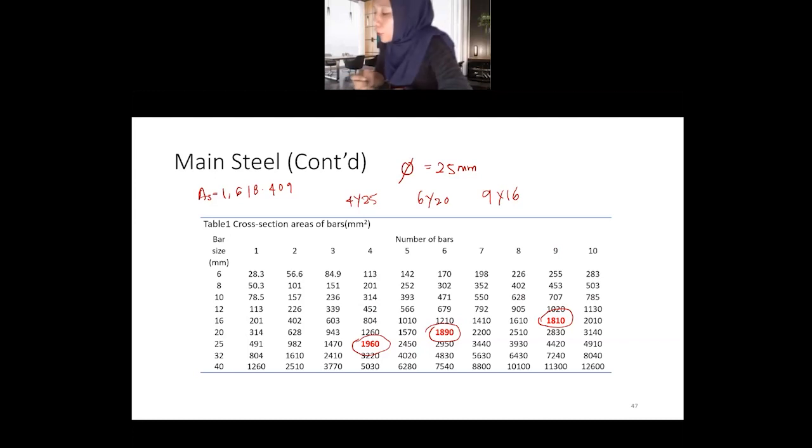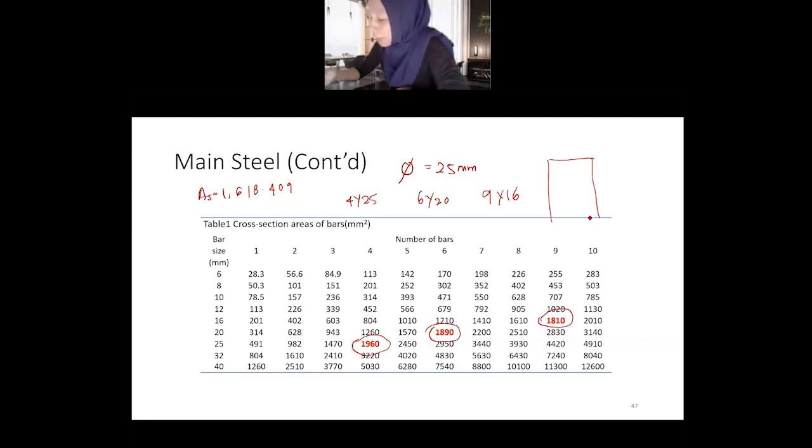So which one you going to use? Memang dari awal kita dah assume dia 25. Salah ke kalau kita pakai dia 20? Tak salah. Boleh. Asalkan number dia tak lagi besar dari 25. Tapi kalau you nak lagi senang, kita maintain 25. Jangan gatal-gatal lah pakai 20 ni.